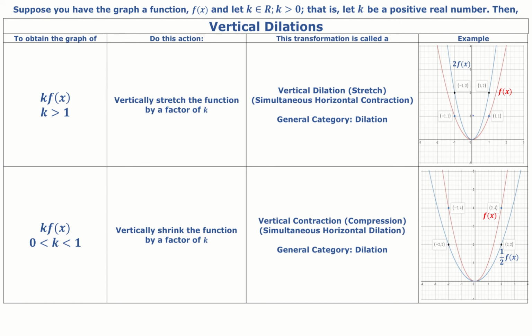But remember, that's going to translate into what? Look, what's happened? How does the blue curve look compared to the red one? It's horizontally stretched out, right? And again, a vertical contraction or shrinking is always going to be associated with a horizontal dilation.